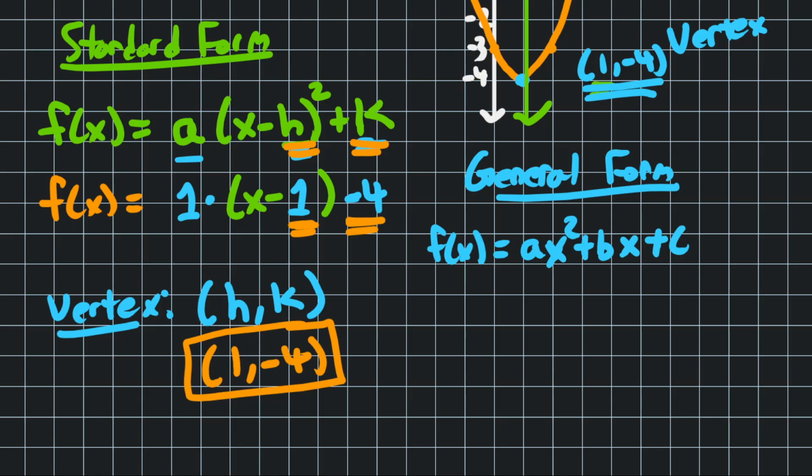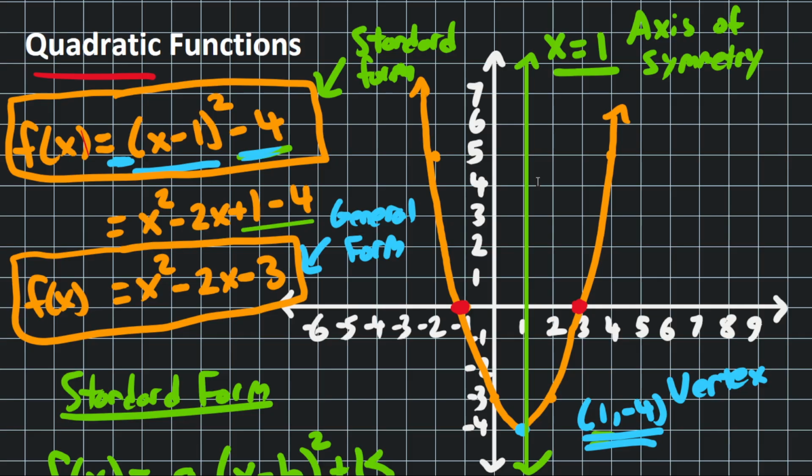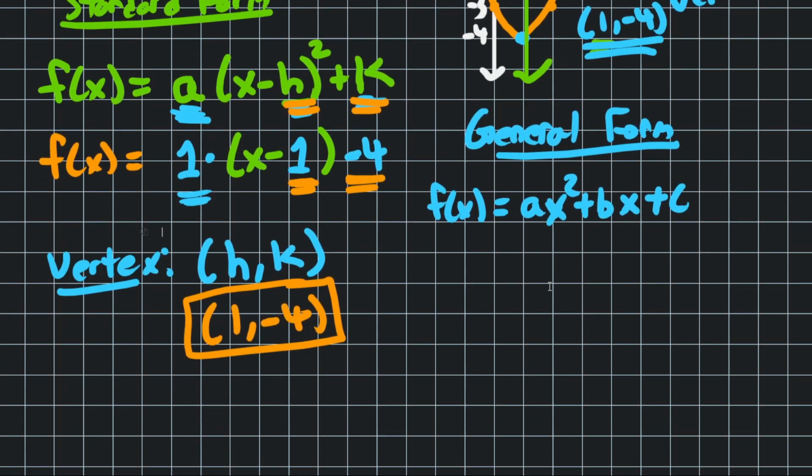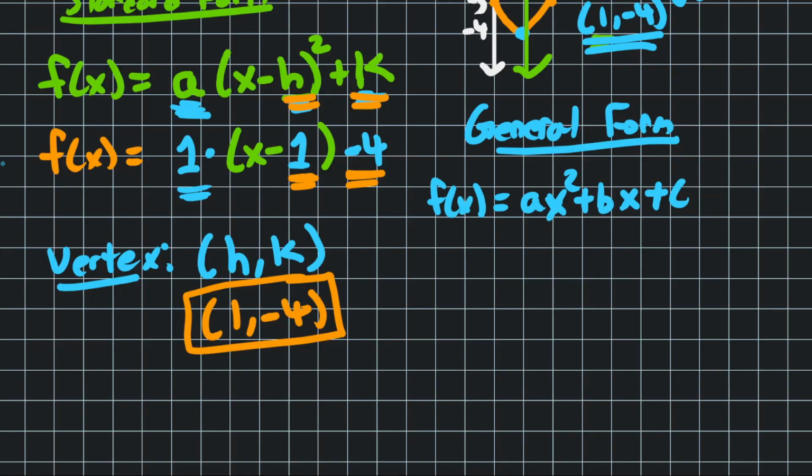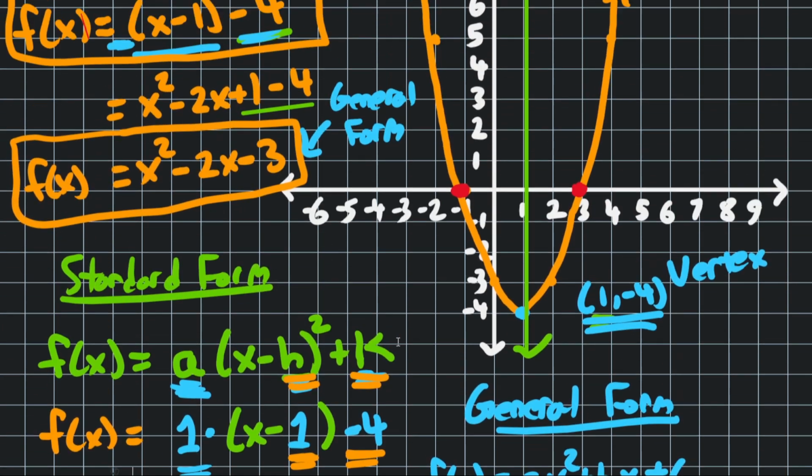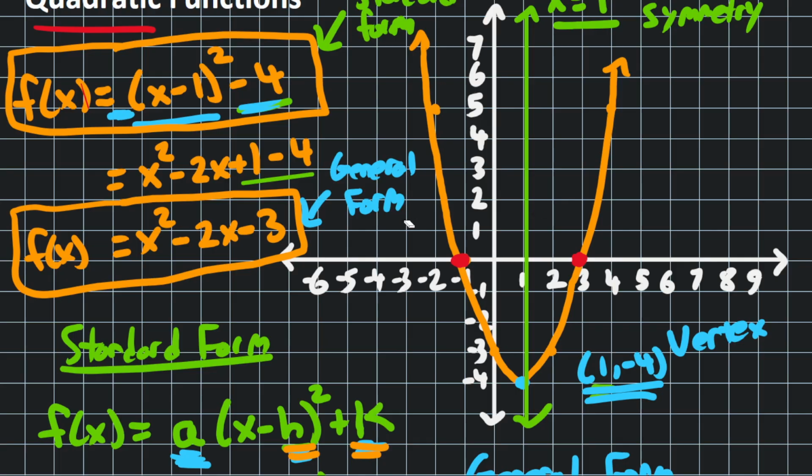Great, so that's h and k, but what about a? What does a tell you about this parabola? Well, we know our a is 1. If a is a positive number, then the parabola will point upwards. As you can see, our parabola is pointing up, sort of like a U or a smiley face. If a was a negative number, if this was -1, for example, our parabola would point down.